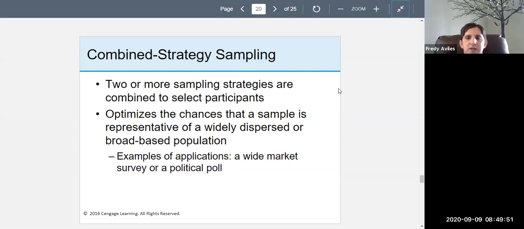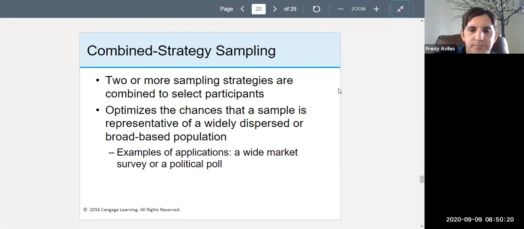When they do a political poll or a wide market survey, they usually study a lot of participants, and they'll combine methods. Like I said, they might do simple random sampling, but they also select every 10th participant or something like that. Or simple random sampling within a certain city or within a certain state, because they want to make sure they get an equal number of red states and blue states and things like that. Yeah, they combine strategies. That's all that means.